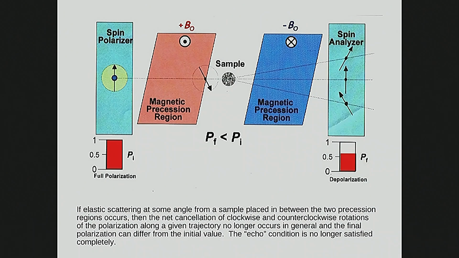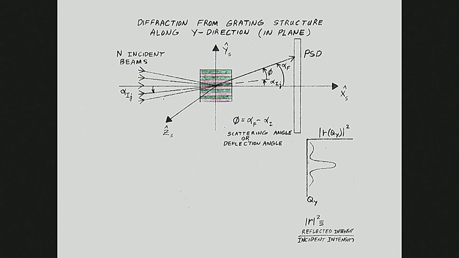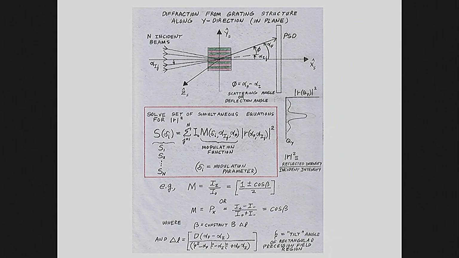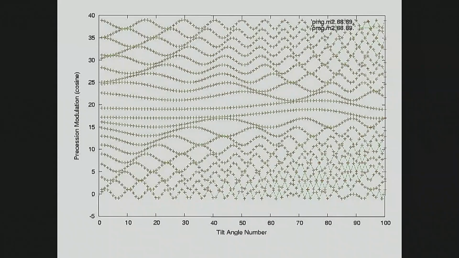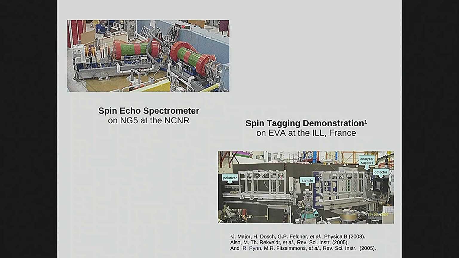Okay? So there's some of the mathematics in there to show you how to do this, which we don't have time to talk about. There's an actual use of this to figure out a structure. And there are some current examples of spin echo spectrometers that exist. And I think that's it. Great. Okay.